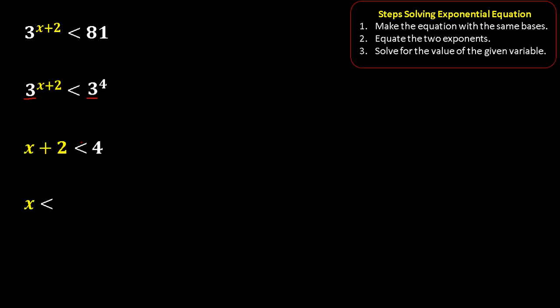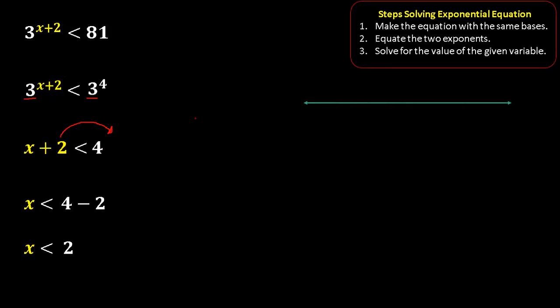Let's proceed to step 2, which is to equate the two exponents, that is x plus 2 less than 4. So you have to transpose positive 2 to the right side. That will become negative 2. Okay, so x is less than 4 minus 2. And what is 4 minus 2? That is positive 2.